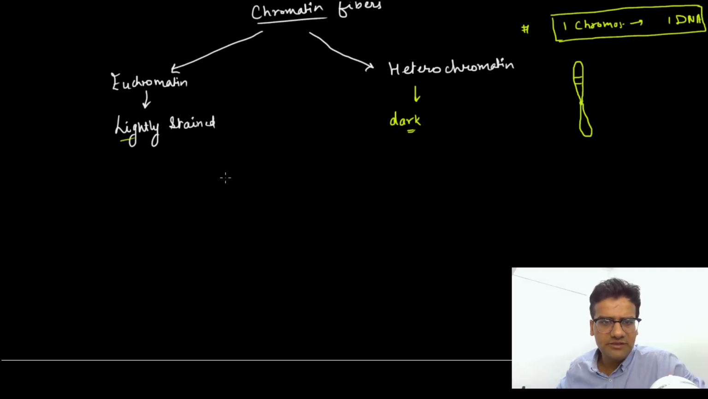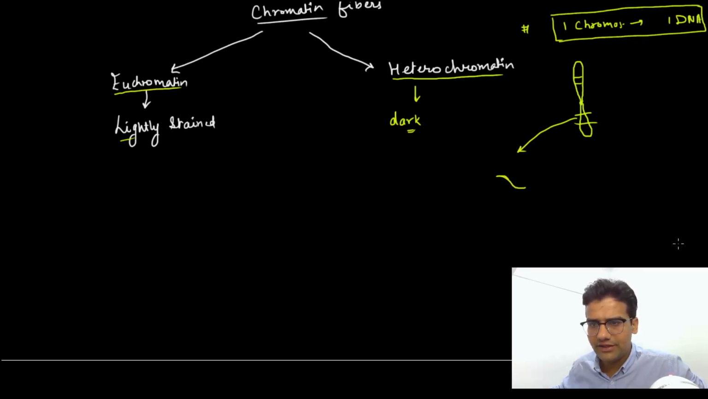What is meant by euchromatin and what is meant by heterochromatin? If you stain this chromosome with a dye, there will be some lightly stained part and some darkly stained part. The lightly stained part is what we call euchromatin, and the darkly stained part is what we call heterochromatin. Let us say this is the part of the DNA, and we are zooming in on this part. If this is the part of the DNA, let us say there is euchromatin.